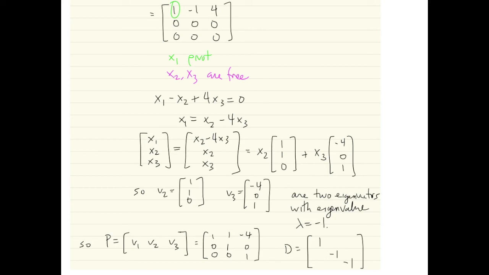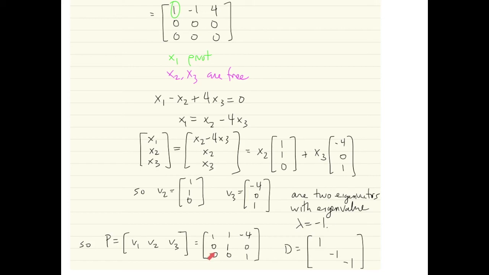Previously, we had found the eigenvector 1, 0, 0. Now we found these two eigenvectors, so I've added them to this matrix P. And then the diagonal matrix D from the previous slide is going to be the eigenvalues. Just make sure you've lined them up as you've lined up the eigenvectors.